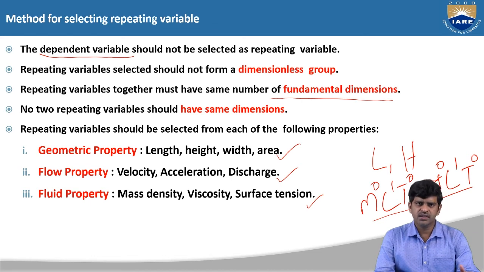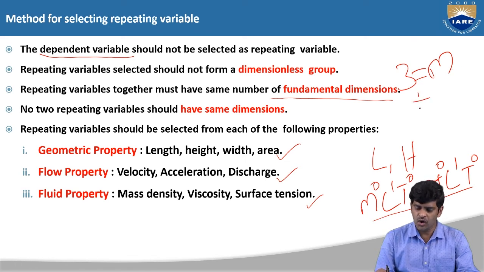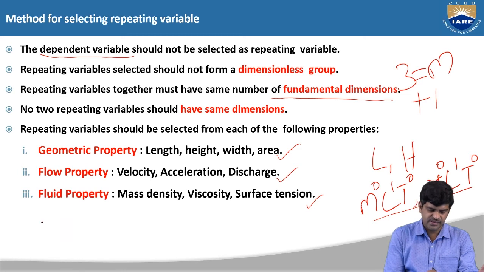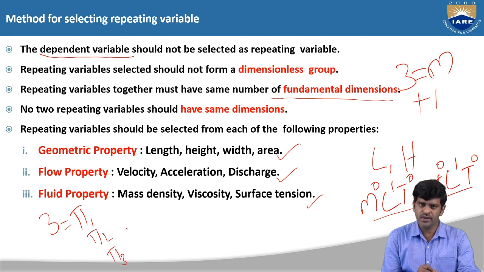So by following these rules, we can select the repeating variables, and the number should always be 3, that is m. In addition to these repeating variables, there will be another term, which is a non-repeating variable. So in the previous case, as we have discussed, let us say there are 3 pi dimensionless groups, that is pi1, pi2 and pi3, which are going to be formed according to the Buckingham's pi theorem method.